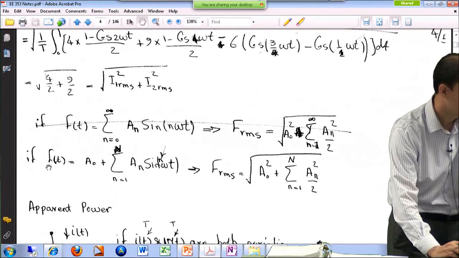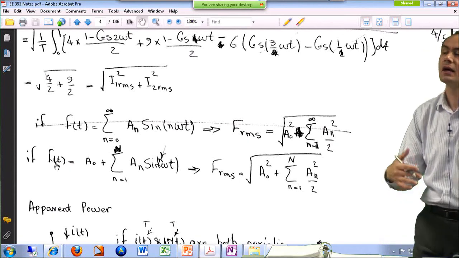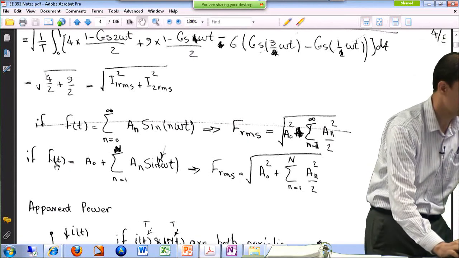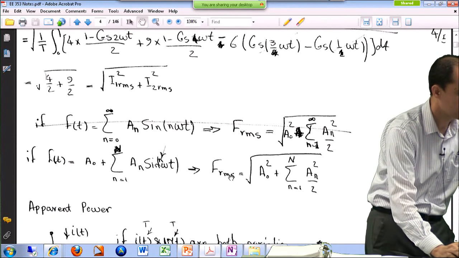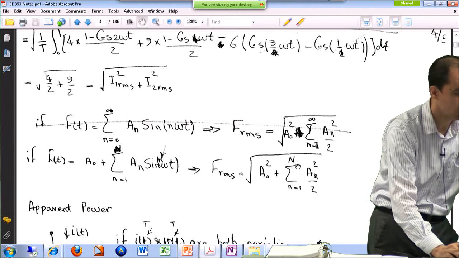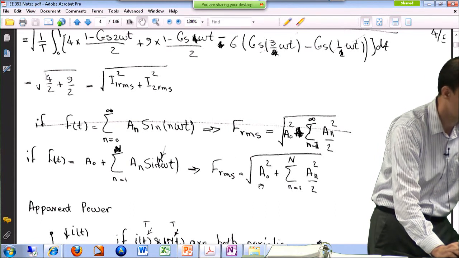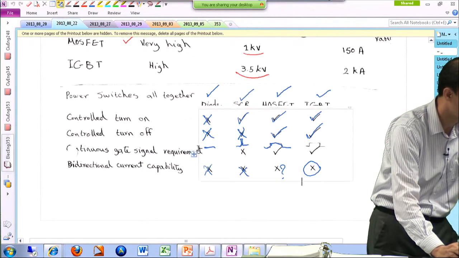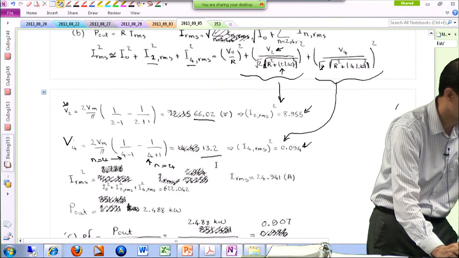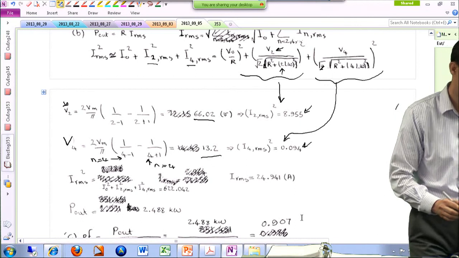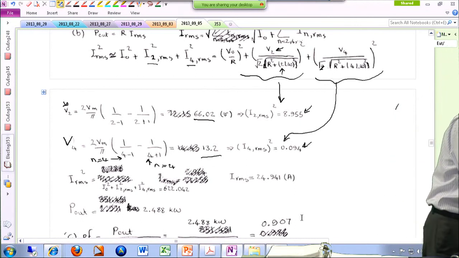so like here, if I have a signal and this signal has been broken down to its Fourier series or harmonics like this, then the RMS value of this signal is the DC value squared plus the sum of all of the RMS values squared for each particular harmonic. So this is the equation that I'm using over here.